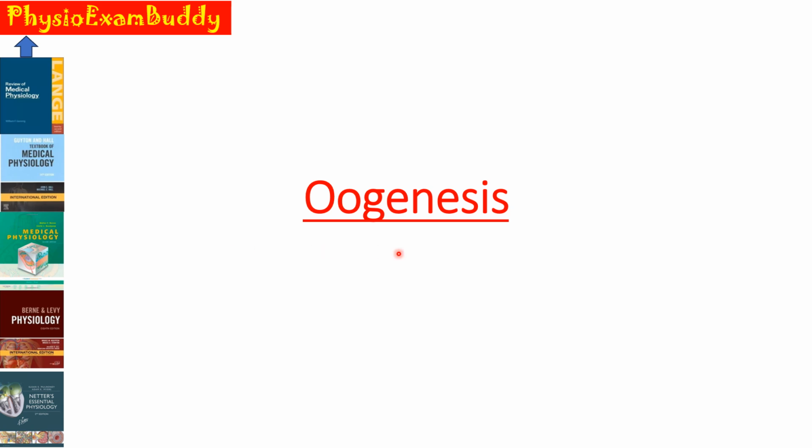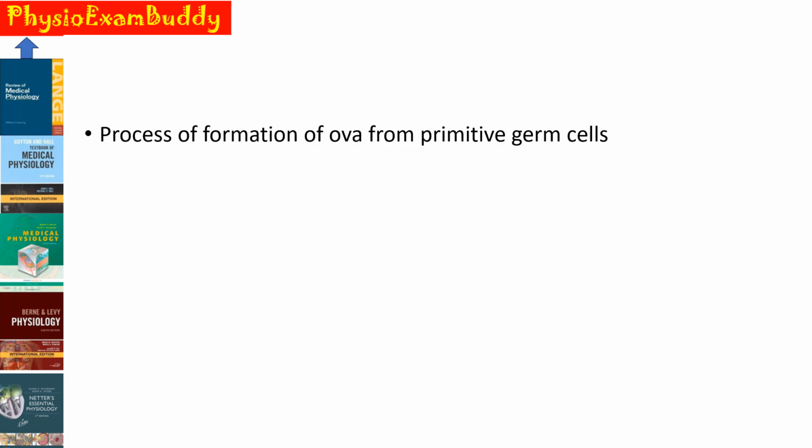This video is on oogenesis. It is one of the important questions asked from the reproductive system. First, the definition of oogenesis: that is the process of formation of the ova from the primitive germ cells.